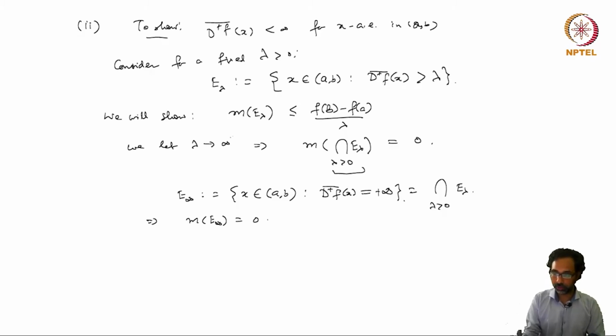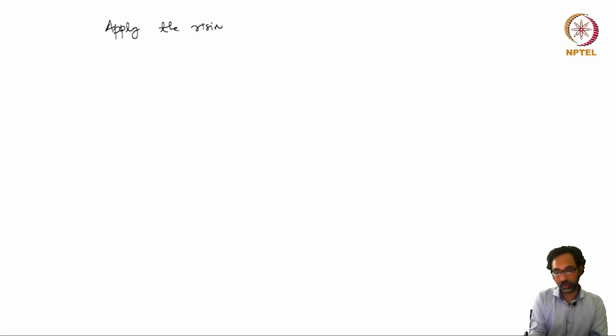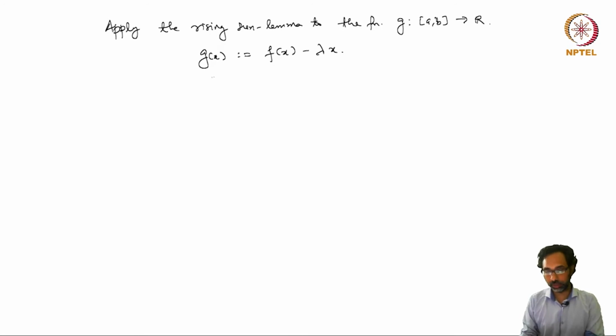So we will need to show this inequality, and to show this we will use the rising sun lemma. So apply the rising sun lemma to the function g x defined as f x minus lambda times x. So g is again a function from AB to R and defined with the following formula, f x minus lambda x.